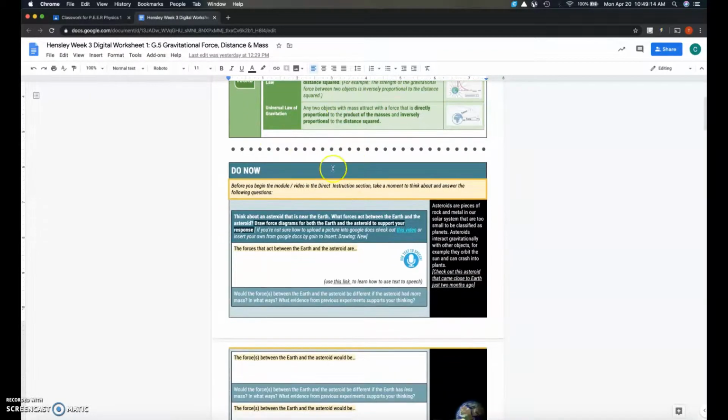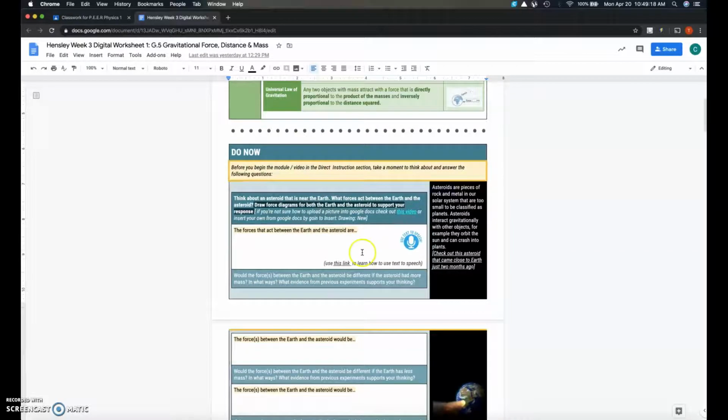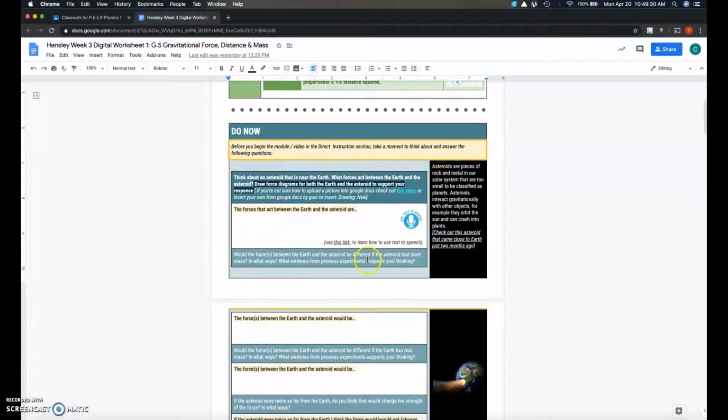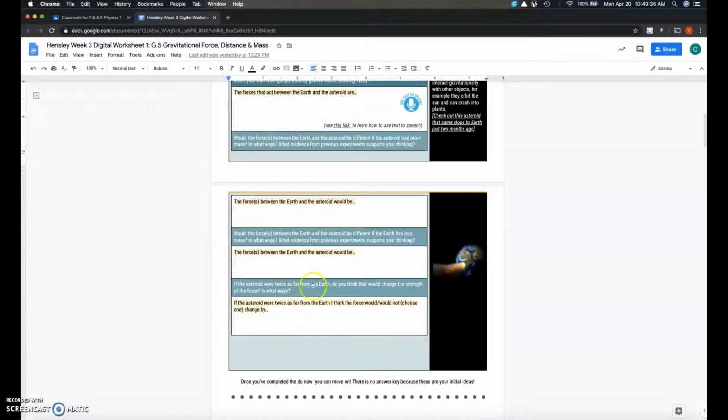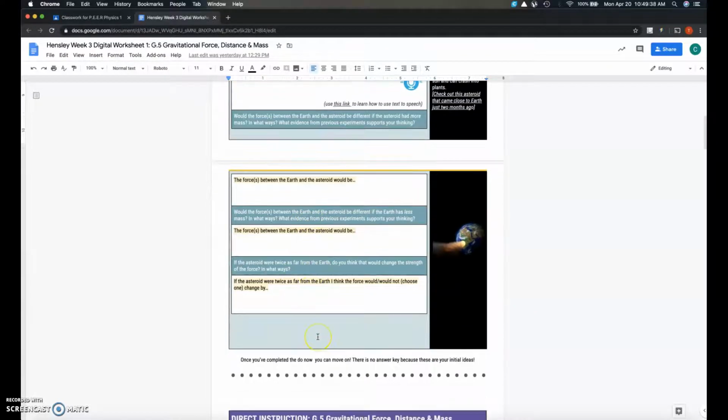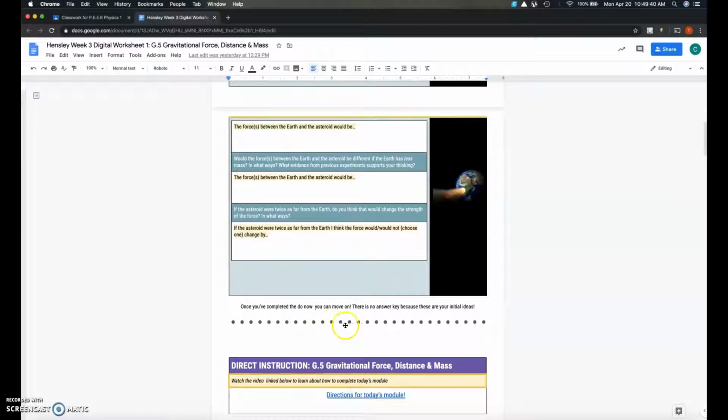After that, you're going to go into your do now. Remember, you are able to edit this. If you would like to use text to speech, that is available here for any of you who would think that is beneficial. The forces that act between Earth and asteroids are, type your answer here. Anything that is highlighted is a sentence stem for your benefit. There are 3 questions for the mastery check. Once you have completed the do now, you can move on.